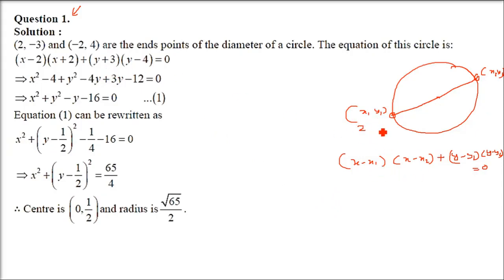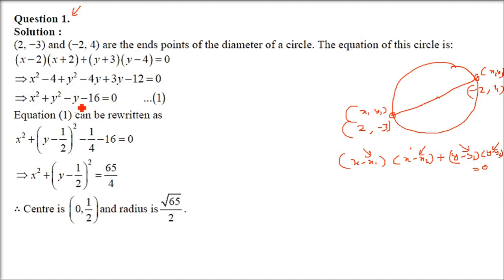So what are x1, y1? It is given, 2, -3. Just put it here. And x2, y2 is also given, that is -2 and 4. So you have to put x2, y2 here. Just multiply, and that will be the equation of the circle. Now one more thing is asked in the question: find its center and radius.